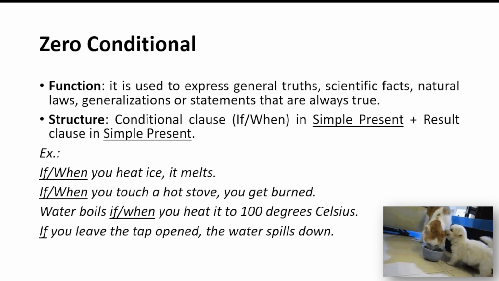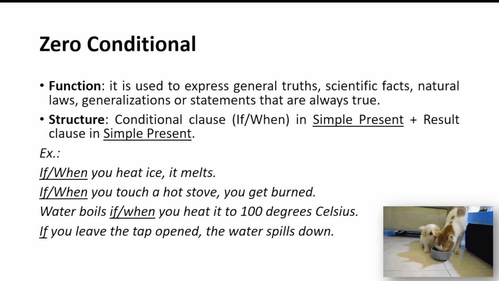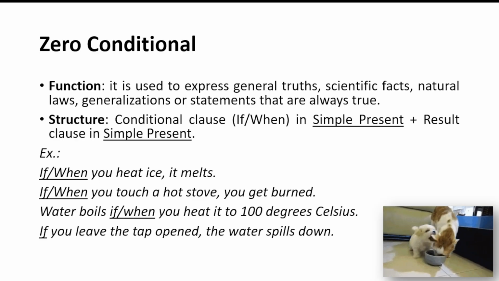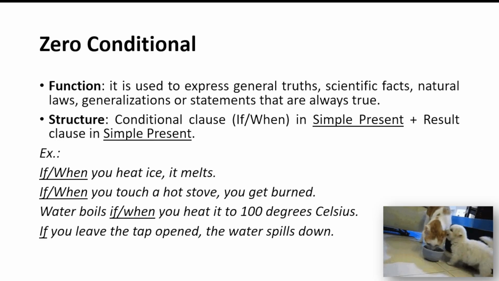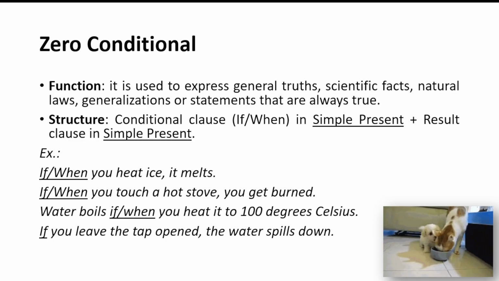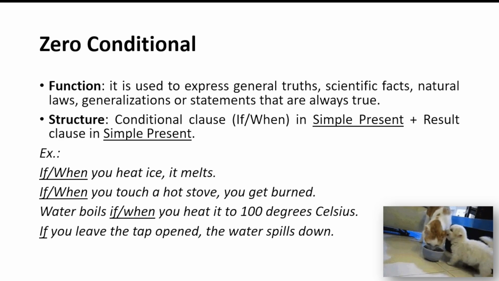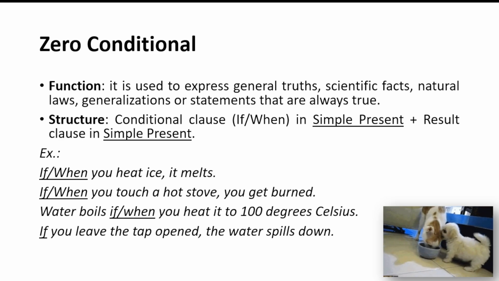And the last example, if you leave the tap open, the water spills down. So this is the result. The water spills down. So in these two clauses, we have the simple present. The one is the conditional, and the other is the result clause in English. That's the zero conditional in English.